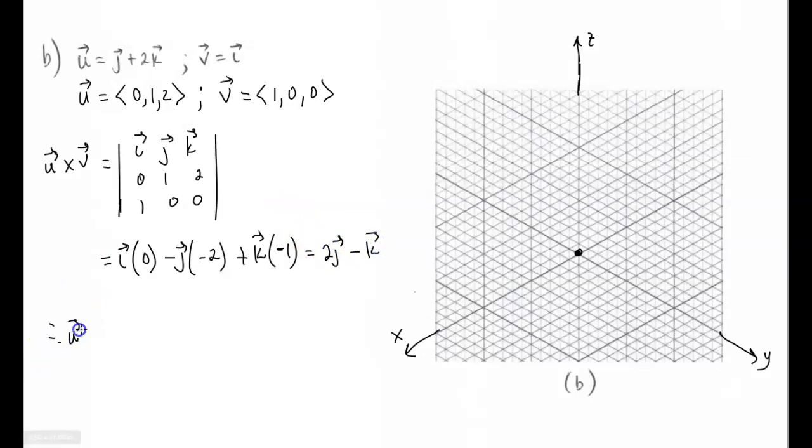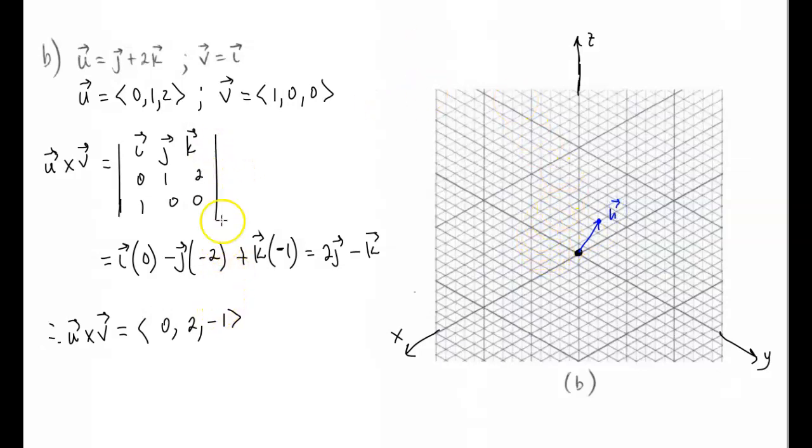And so therefore, u cross v in component form will just look like 0, 2, minus 1. And so if I was to go ahead and draw the vector u, that would be 0 in the x direction, but 1 unit in the y direction, and then 2 in the z. And so remember, I'm doing half units here. So this is what my vector u would look like.